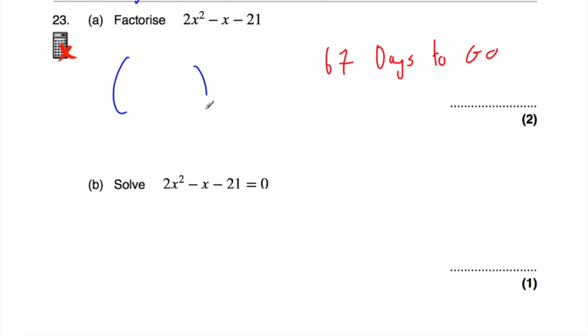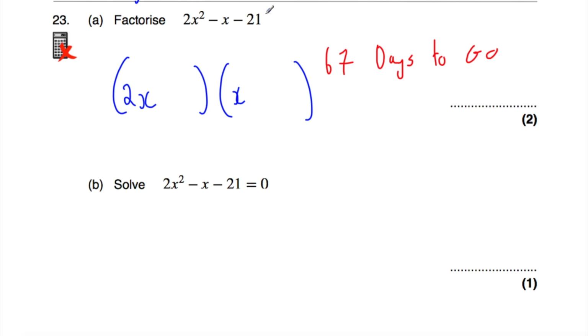So let's put our brackets down. Now you could use the split in the middle technique or just put down the brackets and use inspection. I'm going to use inspection, but if you've watched this video, you'll see how to use the split in the middle technique, and I'll give you the same answer anyway. So in terms of the brackets, I'm going to put a 2x and an x in the front of the brackets. Now the two numbers will multiply together to be minus 21.